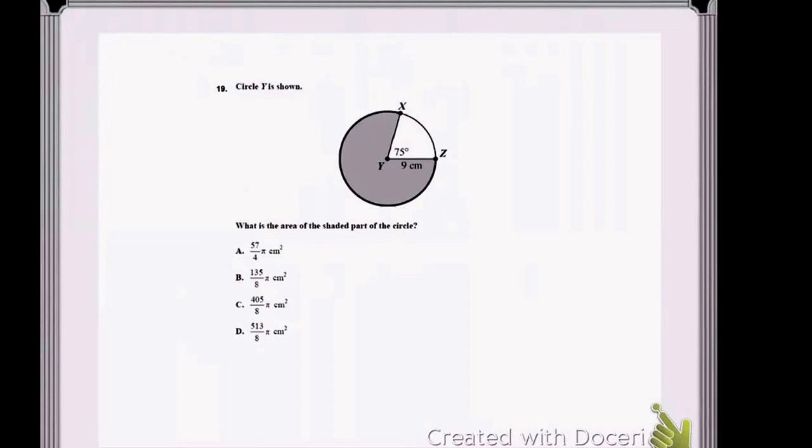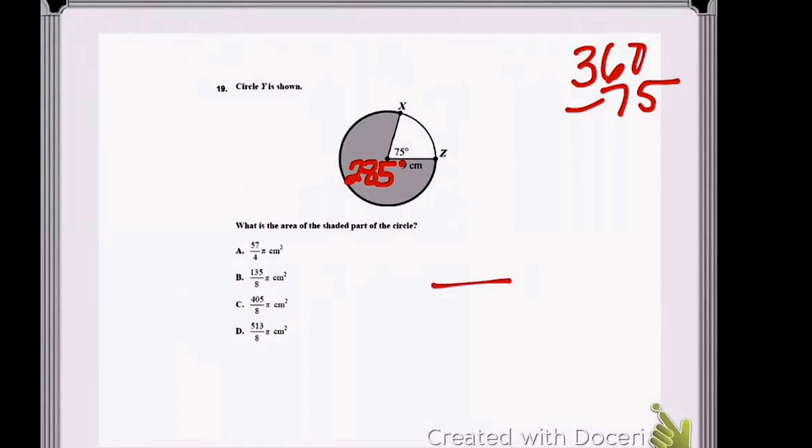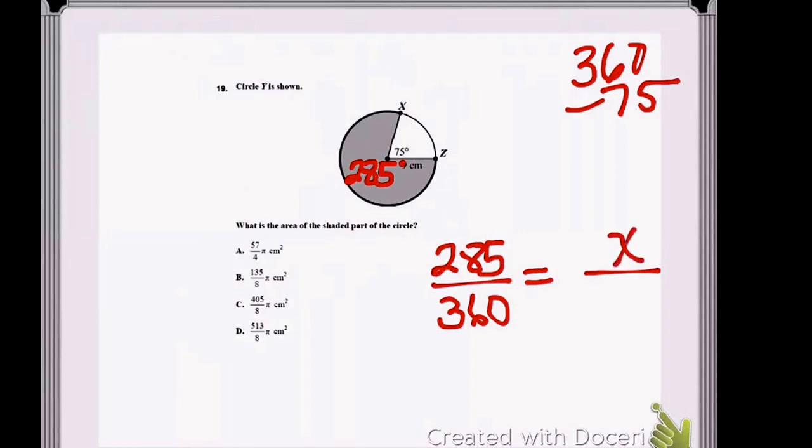Next one, what is the area of the shaded part of the circle? Well, I can tell from the picture that 75 degrees of the circle is not shaded. So to find the degrees of the shaded part, I would say 360 minus 75, which would be 285 degrees. So if I use my chart, I know to find the area of the sector, I've got to compare the degrees of the shaded part, which is 285, to the degrees of the whole circle, which is 360. To find the area of the shaded part, I'm going to say X, and I need to find the area of the circle. So that's pi times radius squared, which in this case is 9. And you want to cross multiply to solve that. You get the answer.